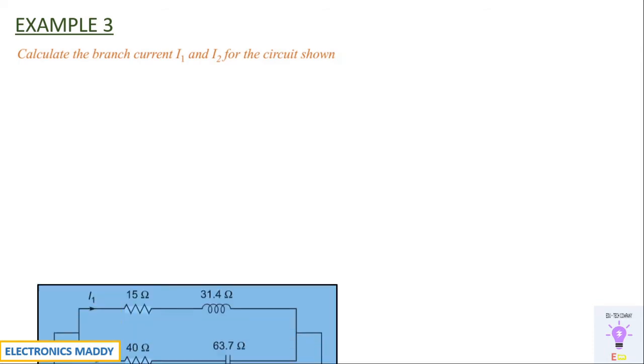We'll go into our next problem, example 3. Calculate branch current I1 and I2 for the circuit shown.